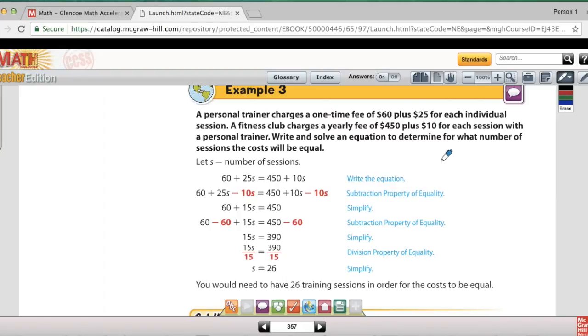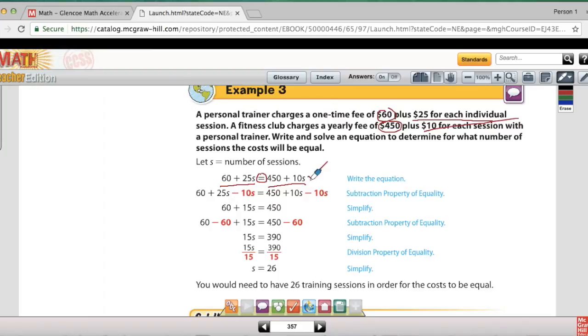On example 3, we have another equation that needs to be translated to an algebraic equation. So we're going to take it piece by piece here. A personal trainer has a one-time fee of $60 and then $25 for each individual session. And then the fitness club charges $450 for the yearly fee plus $10 for each session. Write and solve an equation to determine for what amount of sessions the cost will be equal. So there's the equal sign. On the one side we have the $60 plus $25 for each session, and then on the right we have the fitness club that has the $450 fee plus $10 per session.